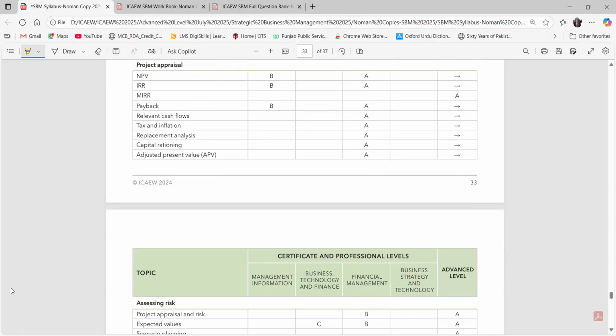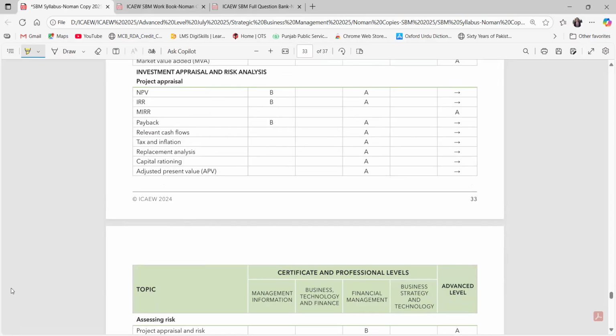Another topic moving forward is investment appraisal and risk analysis. First of all, we will be talking about project appraisal. Let's say we have some funds and we want to invest in a particular opportunity. Before investing our funds, as a good business leader, we need an appraisal of that project. How can we go for that? We have to deploy different techniques.